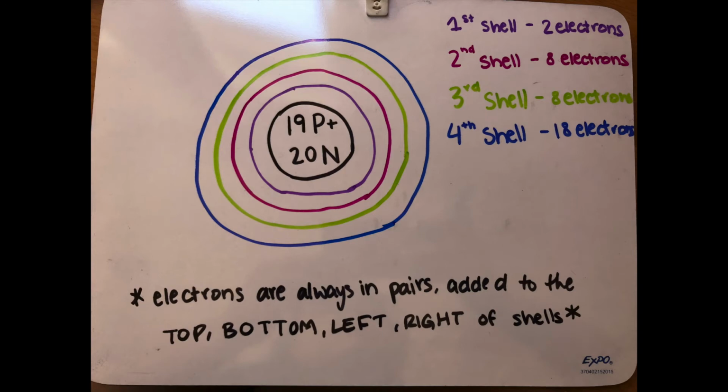So as you can see here, we have 19 protons in the nucleus and 20 neutrons. Lastly, we have to add our electrons. For each electron shell, or each valence shell, we can only have a specific number of electrons that it can hold. So for the first shell, which is closest to the nucleus, we can only hold 2 electrons. The next shell, or the second shell, can hold 8 electrons. The third shell can hold 8 as well, and the fourth shell can hold 18.